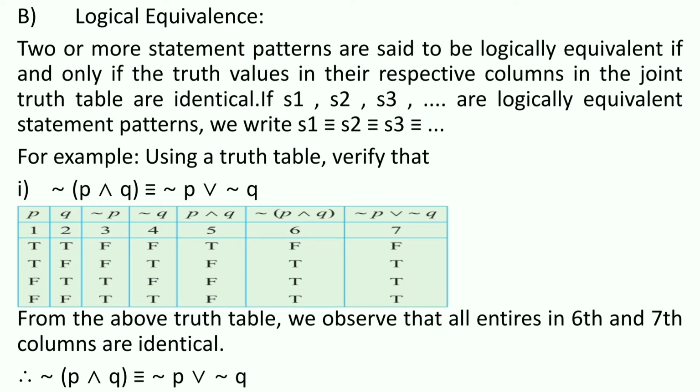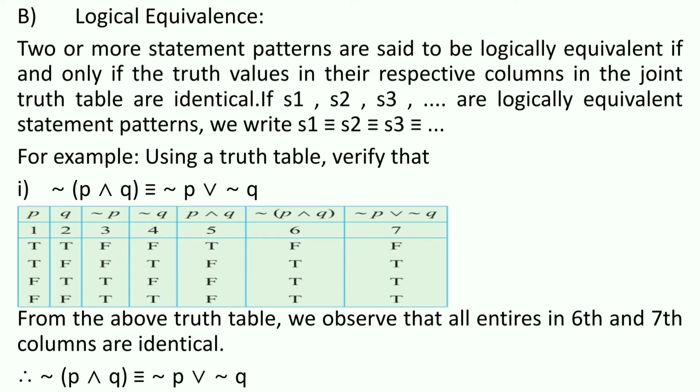For example, using a truth table, verify that negation of (P and Q) is equivalent to negation P or negation Q. Here the table is given: P column is true, true, false, false; Q is true, false, true, false; and negation P is false, false, true, true; negation Q is false, true, false, true.